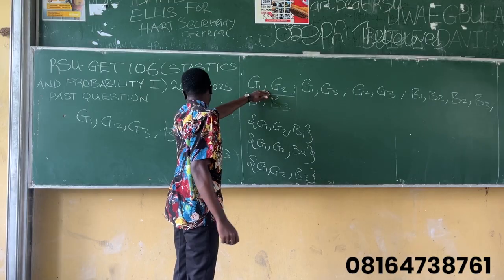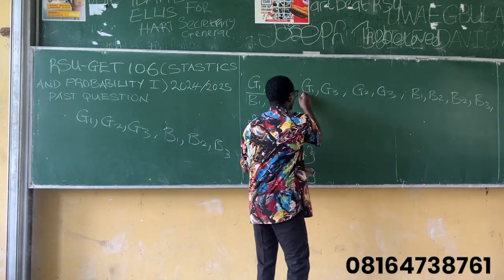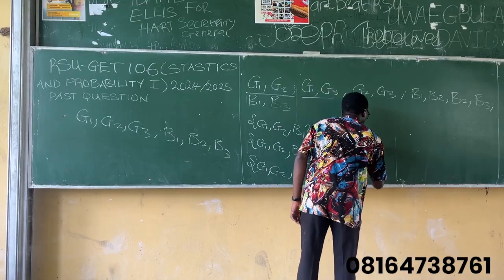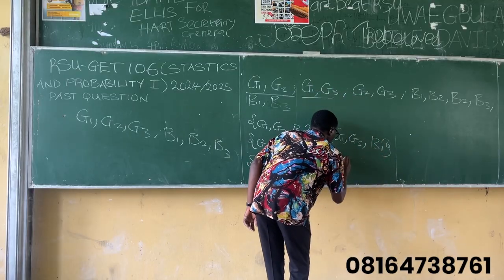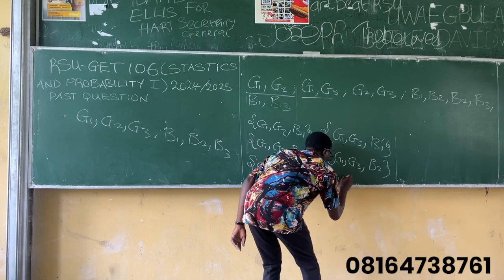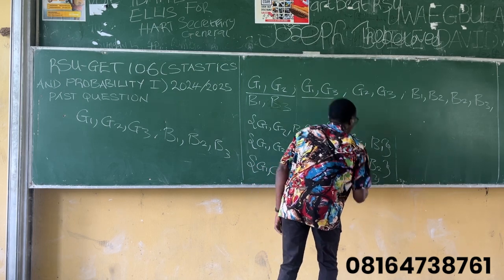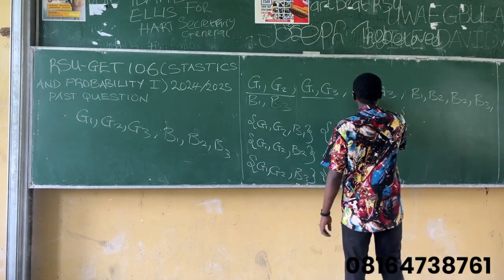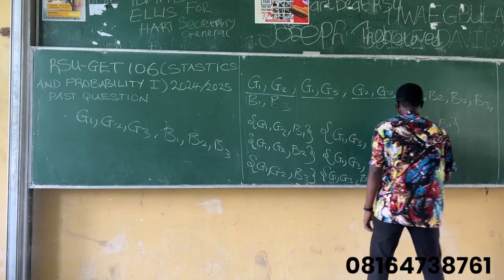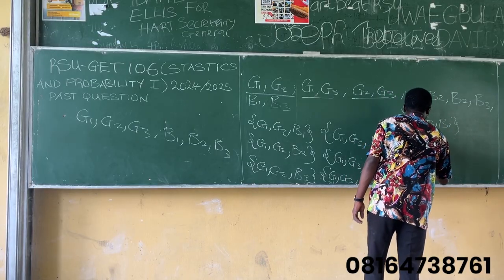Now that we are done with G1 and G2, and we have cycled it alongside this, we are going to pick the next one, which is G1 and G3. So we have G1, G3, B1. We repeat the process. G1, G3, B2, and G1, G3, B3. After that, we have the next one, G2 and G3. So we have G2, G3, B1, G2, G3, B2.